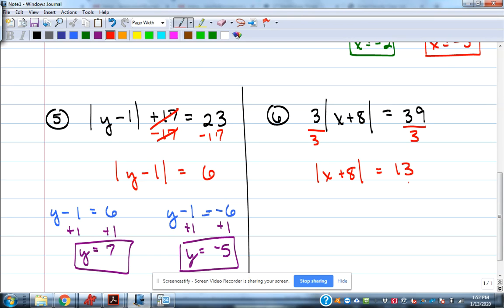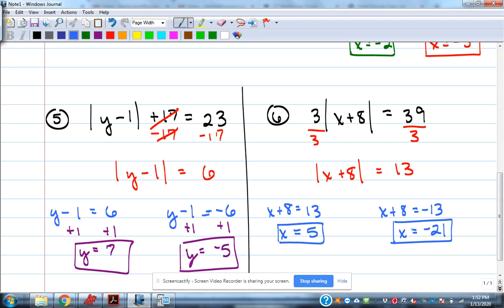That'll be 13. And can that be solved? Yeah. So we set up 2 equations. X plus 8 equals 13. X plus 8 equals negative 13. That'd be 5 and negative 21. I didn't show my step of subtracting 8 there, but we all know that's what we were doing to get there.